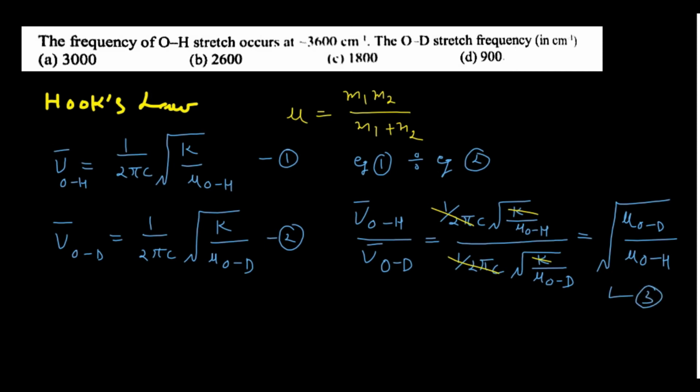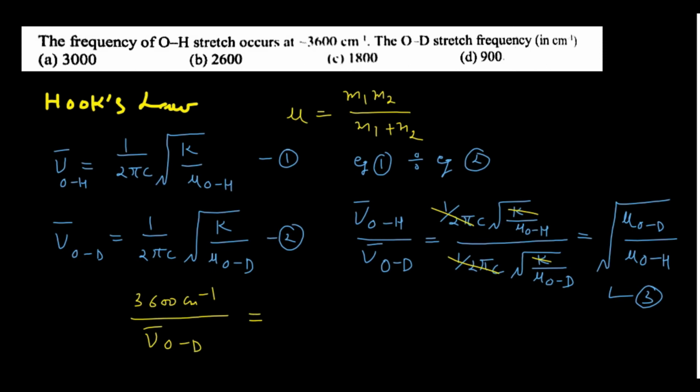So we'll put the values, right? You know this nu bar OH is 3600 centimeter inverse. It is given, guys, it is given in the question, approximately 3600 cm inverse. Okay, and then you have to calculate what? Nu bar OD, this you have to calculate.